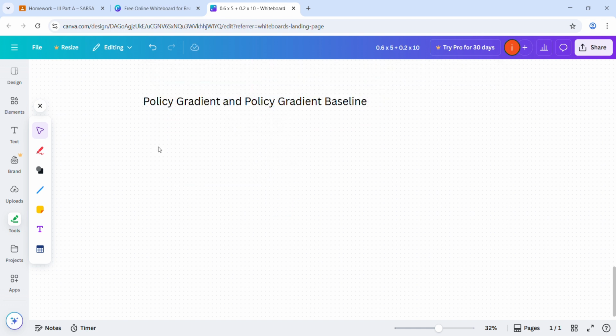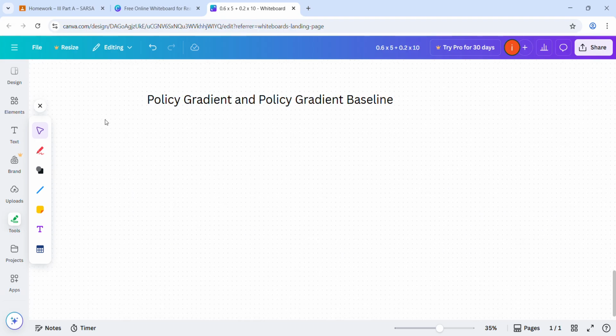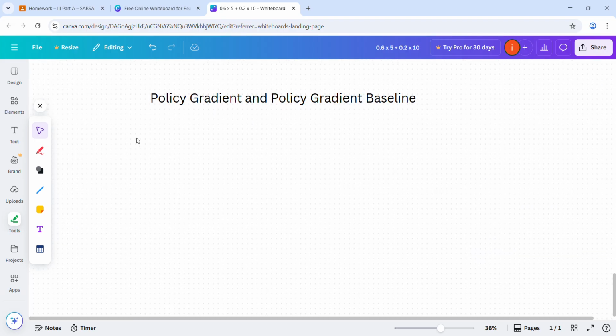So, as we see in the DQN or double DQN or other algorithms, we use more than one network. Like in DQN, we use the policy network and the target network. In the policy gradient, we just use one network to get the predictions.